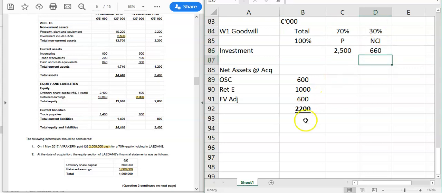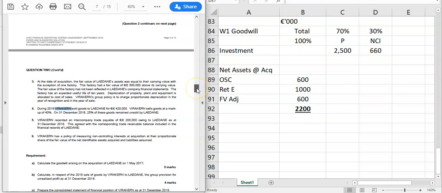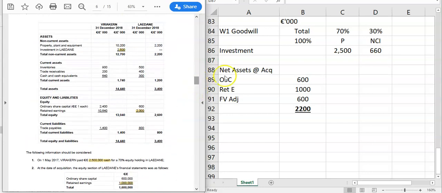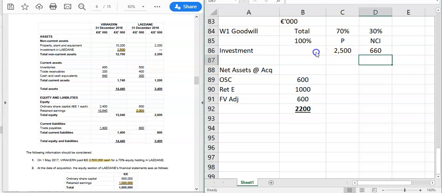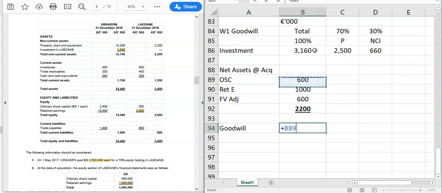It's its share of fair value of net assets. That's what they mean in terms of the note that's given to you last there, note 6. You get the fair value of net assets and you get its ownership share, which is 2,200. So that means the total investment there, parent is 70% plus NCI 30% is 3160. And your goodwill then is the difference, which is the investment minus the fair value net assets, 960.